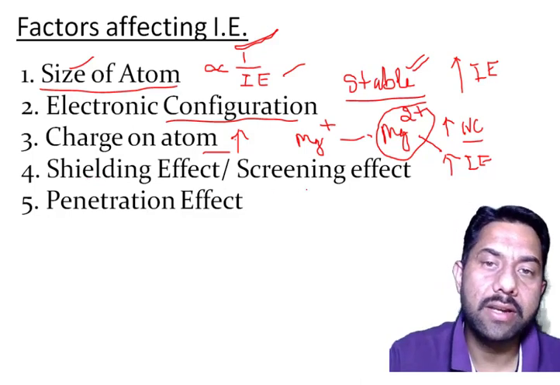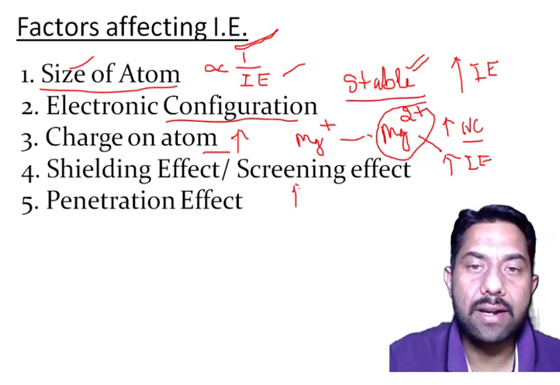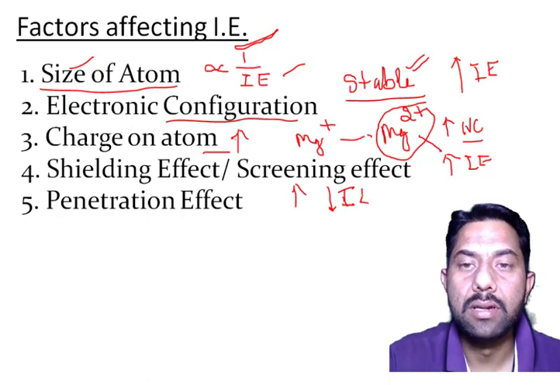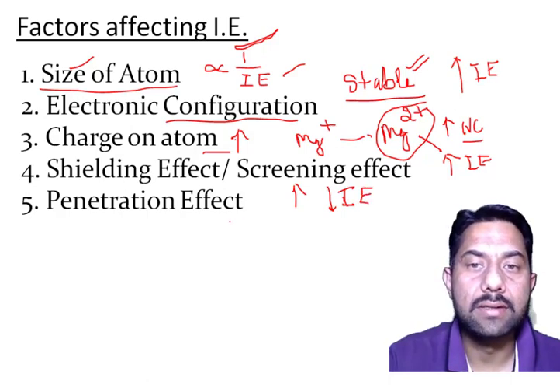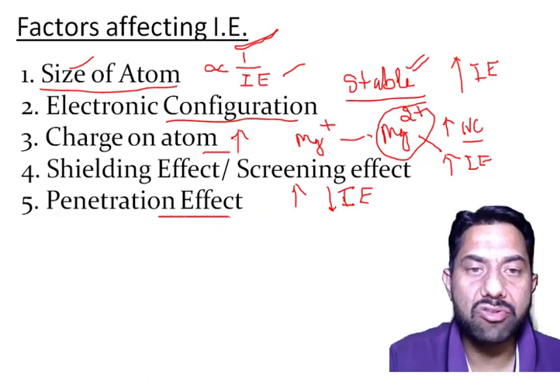Then shielding effect or screening effect. The greater the screening or shielding effect, the lesser will be the ionization enthalpy required. And then the last term is the penetration effect.